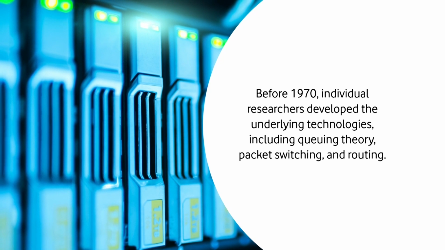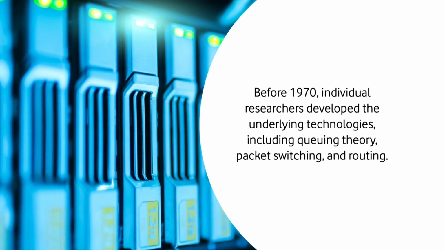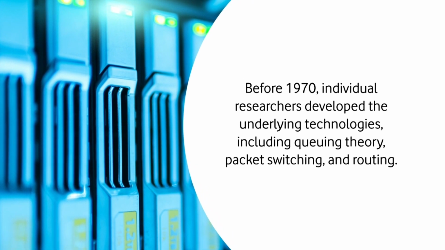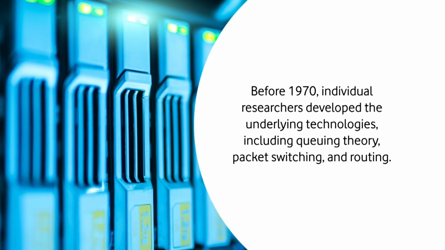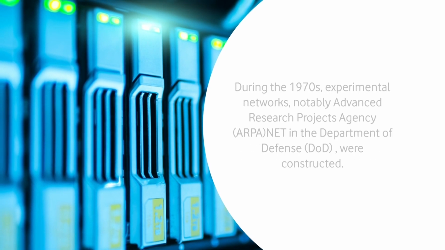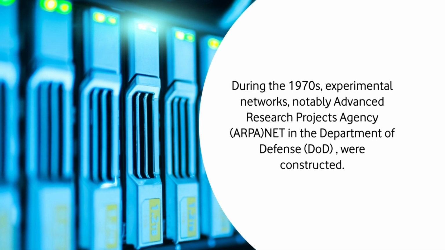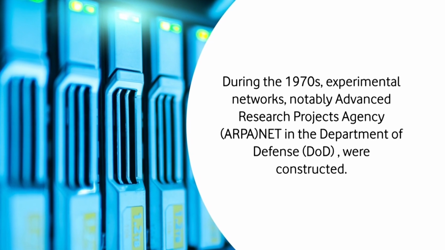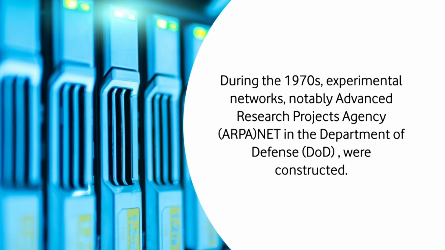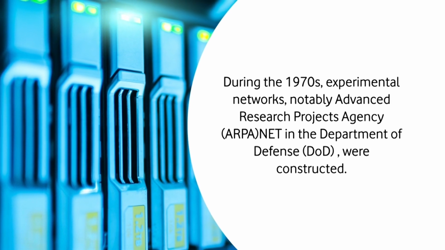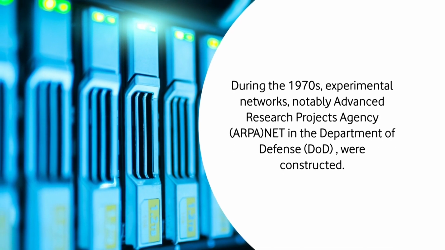The history of the internet is divided into 4 distinct periods. It starts way back from the 1960s till 2000. Before 1970, individual researchers developed the underlying technologies including queuing theory, packet switching and routing. During the 1970s, experimental networks, notably the Advanced Research Projects Agency network, in short ARPANET, in the Department of Defense.